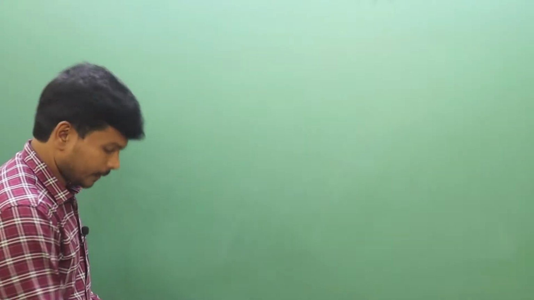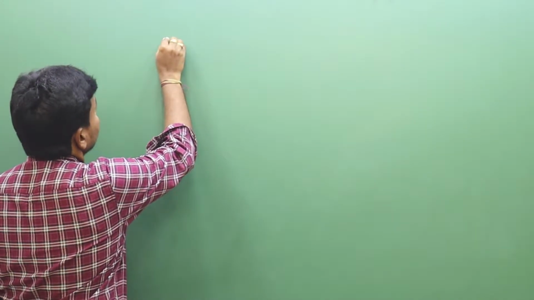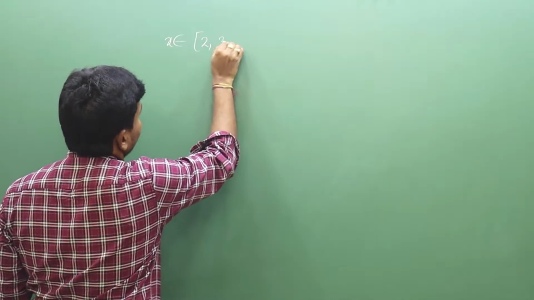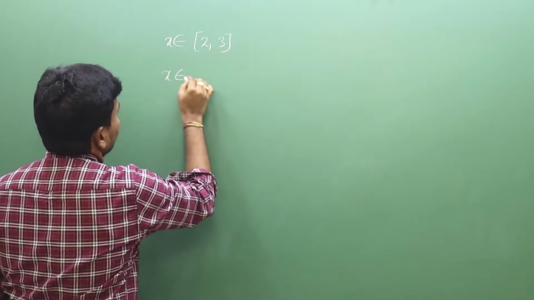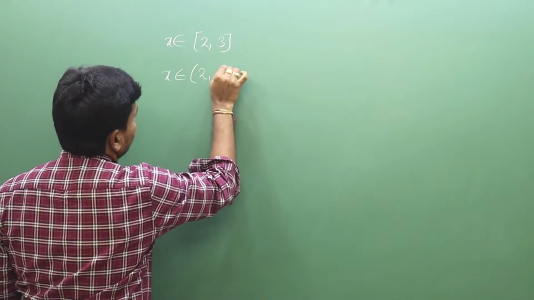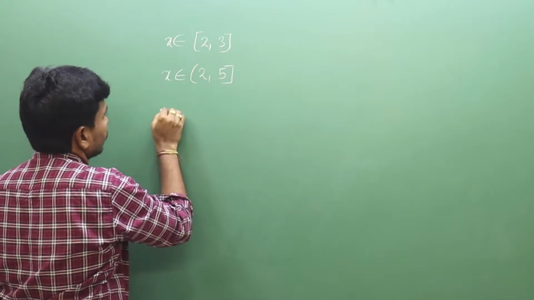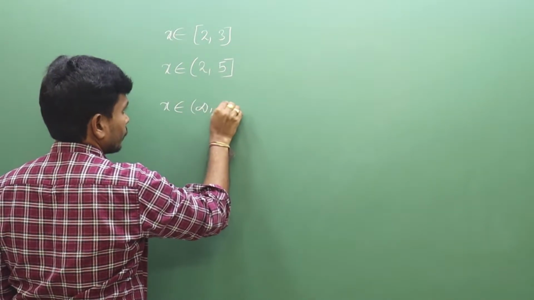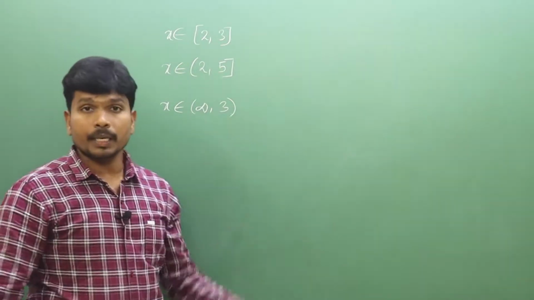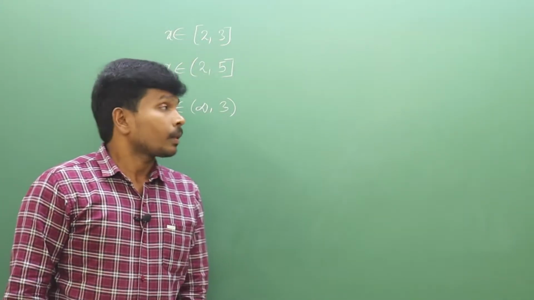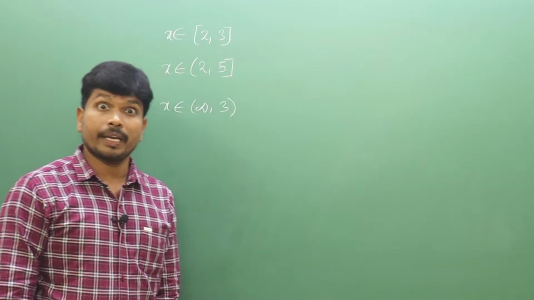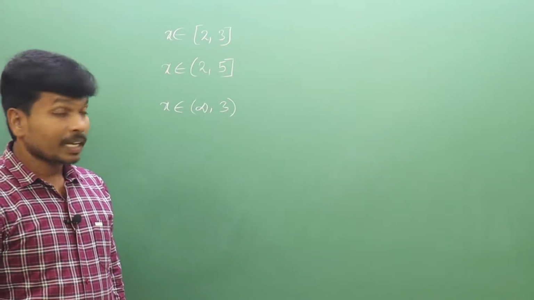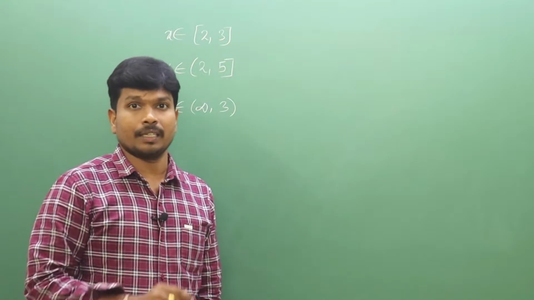I'm giving you some intervals. You have to change those into set builder form. x belongs to closed 2 comma 3, x belongs to open 2 comma closed 5, x belongs to open infinity to 3. These three problems, can you change them into set builder form? Set builder forms are the sets of these intervals.